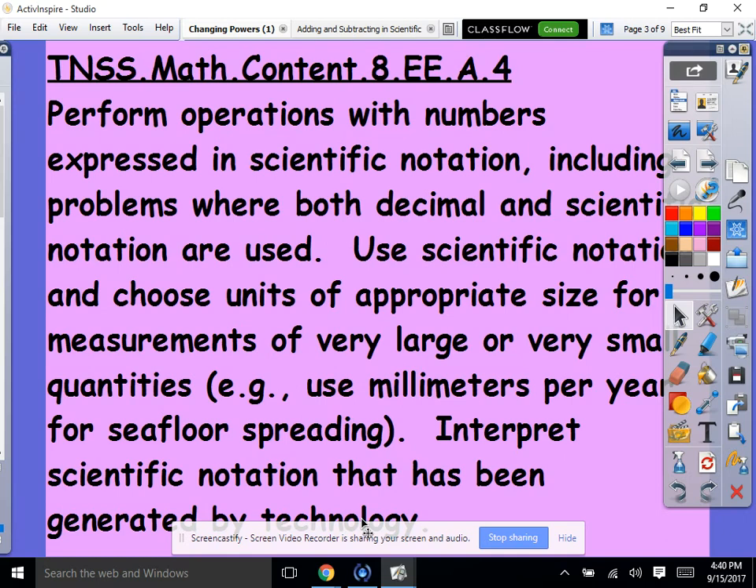Our Tennessee state standard for today is to perform operations with numbers expressed in scientific notation, including problems where both decimal and scientific notation are used. Use scientific notation and choose units of appropriate size for measurements of very large or very small quantities. For instance, use millimeters per year for seafloor spreading. Interpret scientific notation that has been generated by technology.